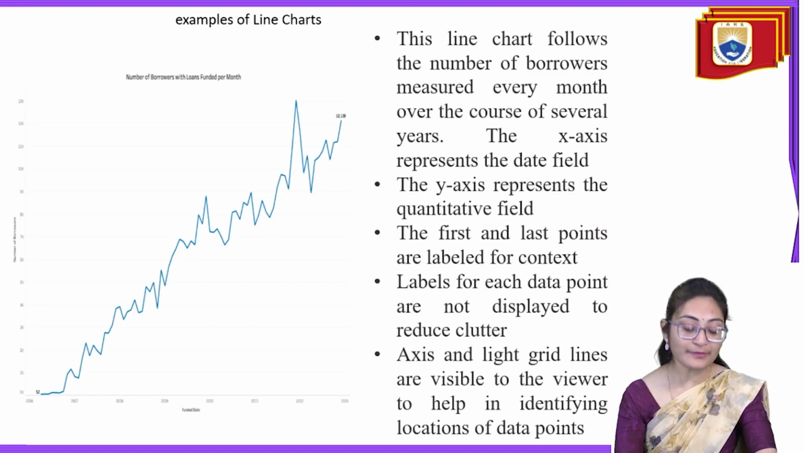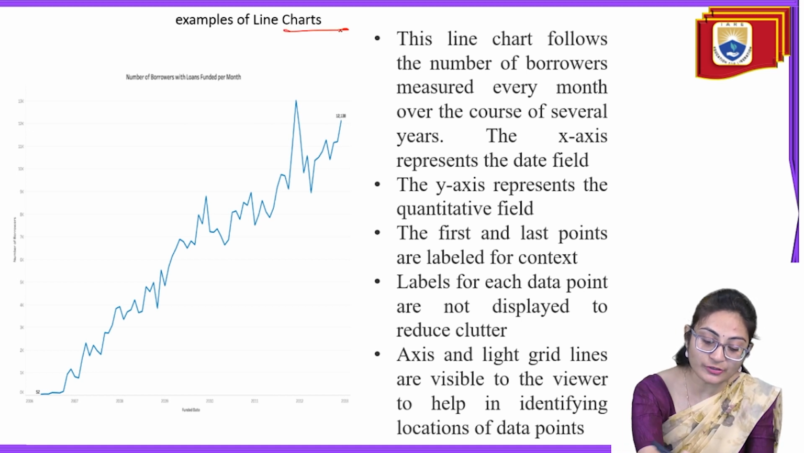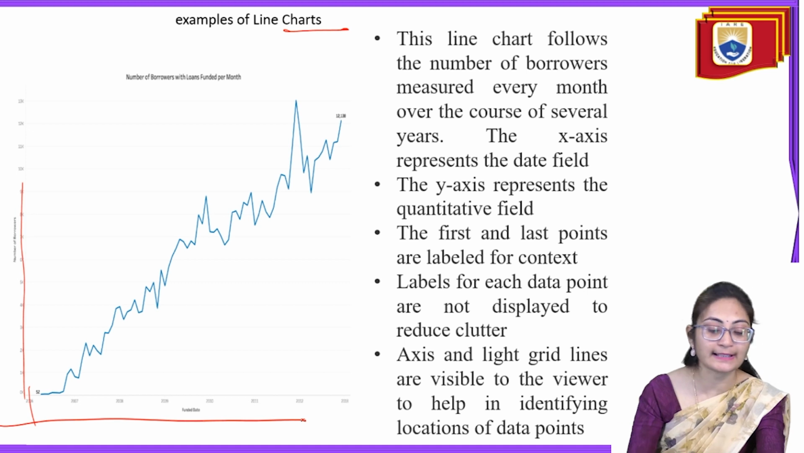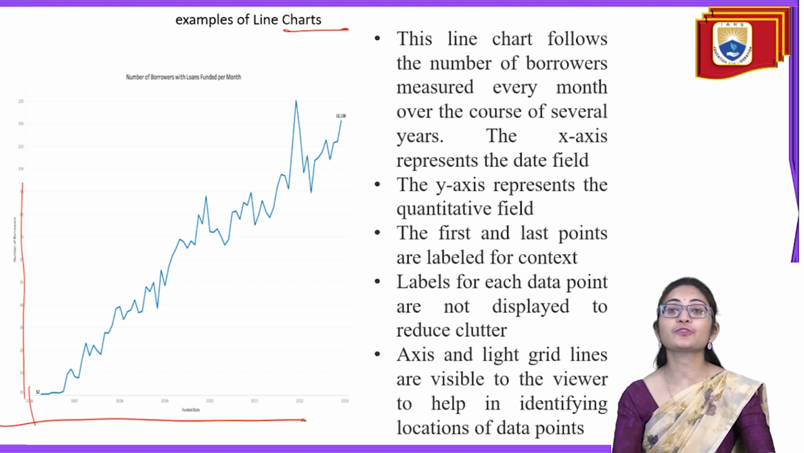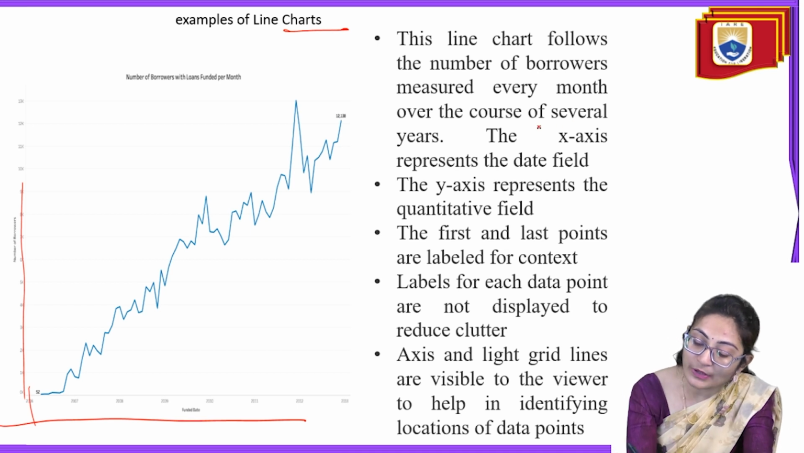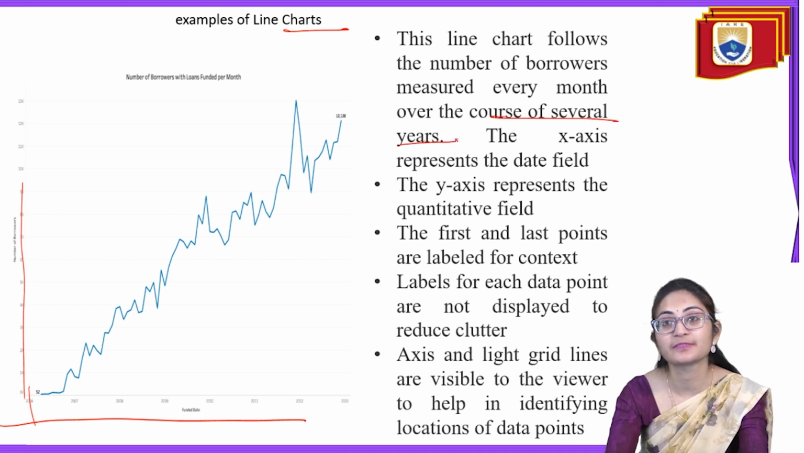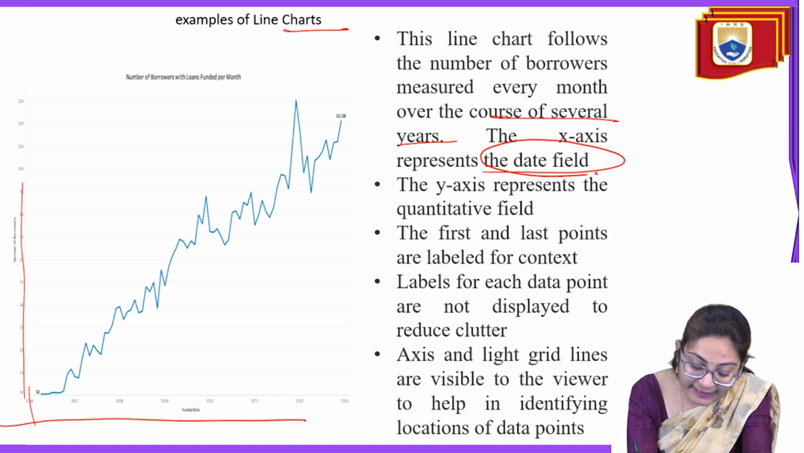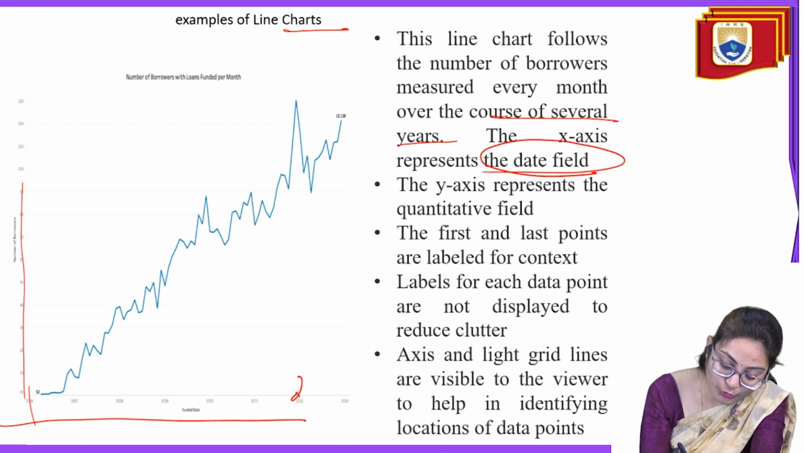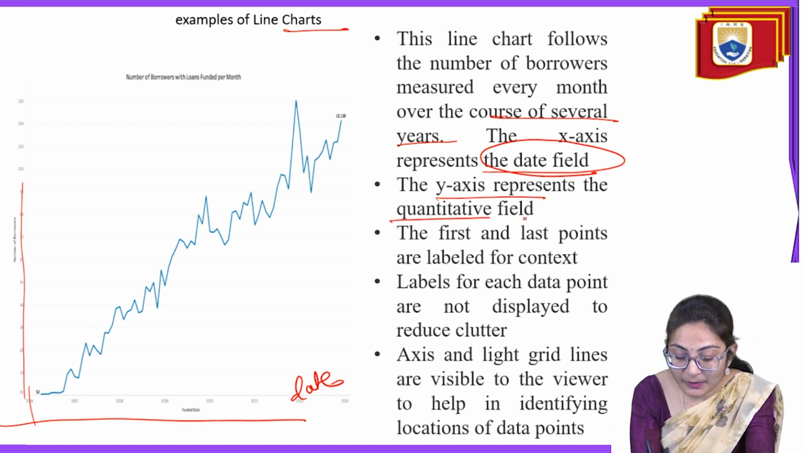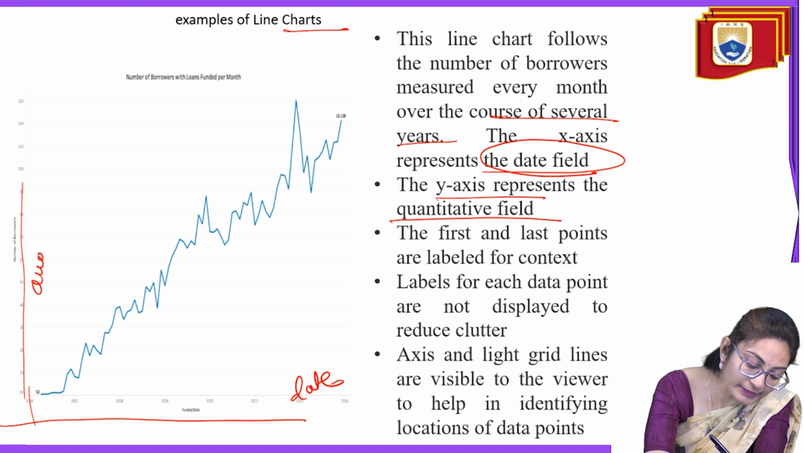Now let's see one example of the line chart. This is your line chart. There is a y-axis and this is your x-axis. This line chart follows the number of borrowers measured every month over the course of several years. The x-axis represents the date field. This is showing your date field. And the y-axis represents the quantitative field. This is your quantitative field.